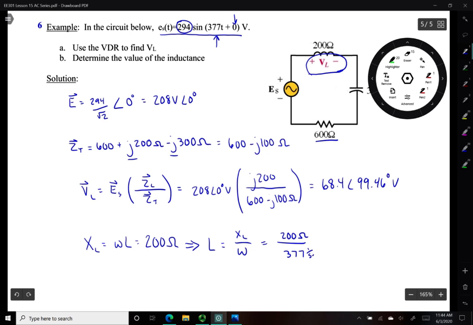And that gives us 531 millihenries for our inductance.